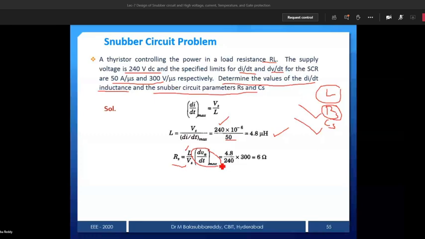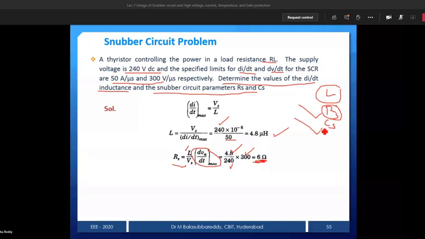You can see that I am substituting the L value, then the V value. Here dV by dt is 300. This 10 power minus 6 and this 10 power minus 6 will get cancelled out. So we'll get 6 ohms. This resistor you have to connect in series with the capacitor.